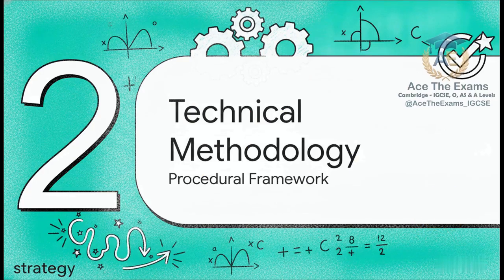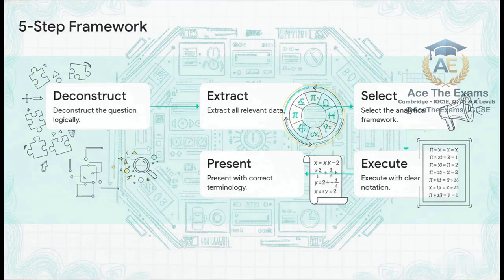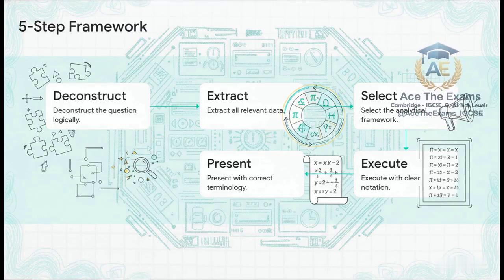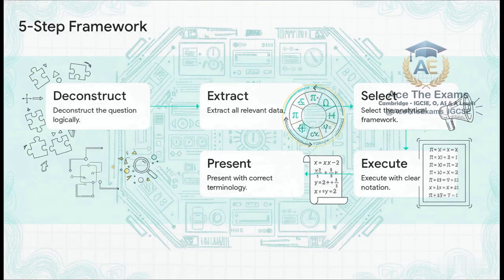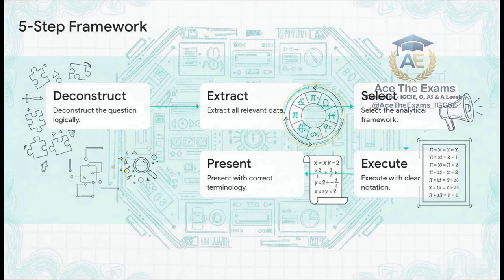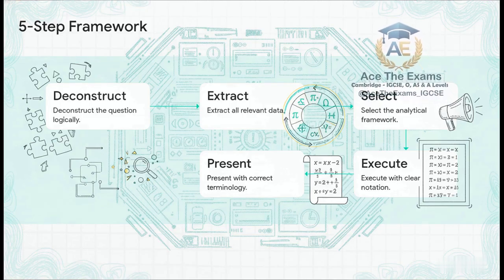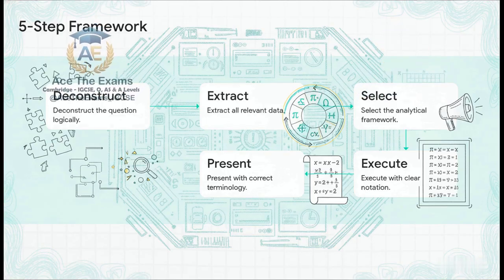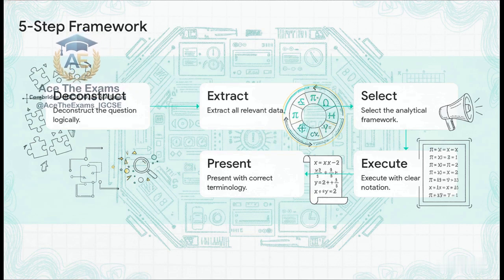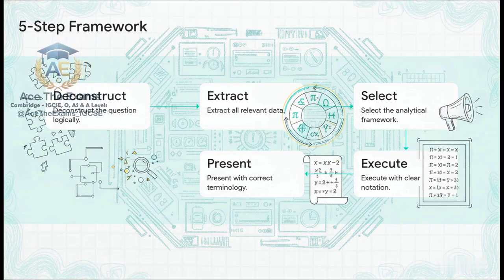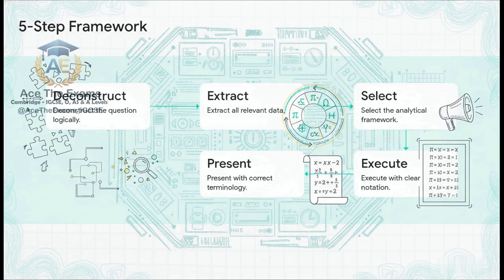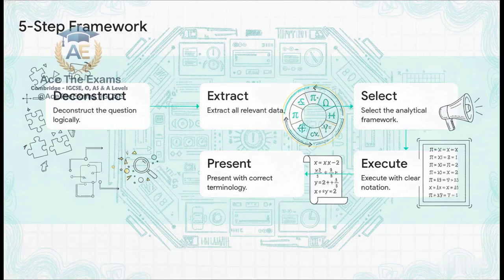Let's map out your procedural framework. Whenever you are tackling these high-tariff past paper questions, you must follow this standardized 5-step sequence. Consider this your official command matrix for debugging any problem. Step 1. Deconstruct the prompt. Read it like you're parsing a brand new codebase. Step 2. Extract the relevant data and variables. Step 3. Select your analytical framework. Ask yourself, which identity are we actually deploying here? Step 4. Execute with incredibly clear notation. And finally, Step 5. Present your final output using the correct terminology. If you skip any of these lines of code, your script will fail.